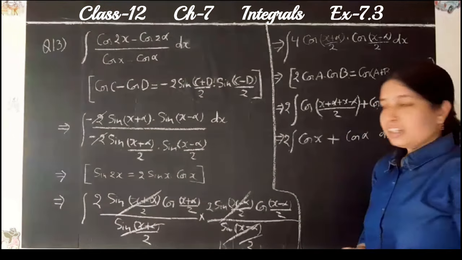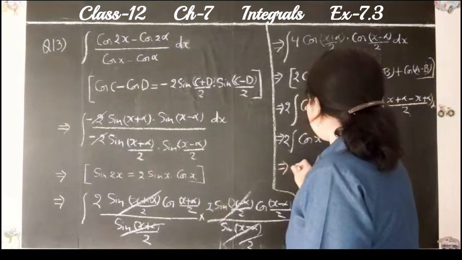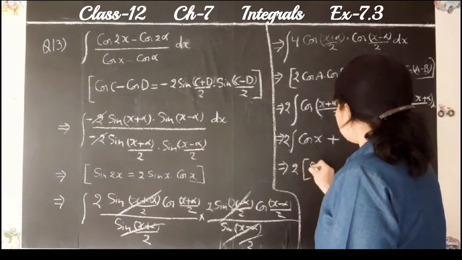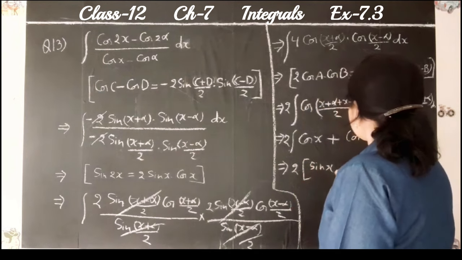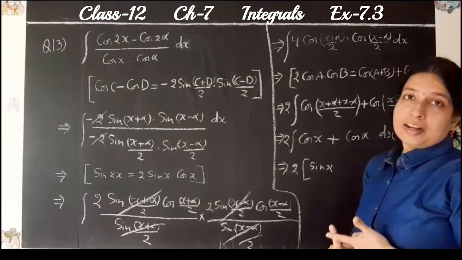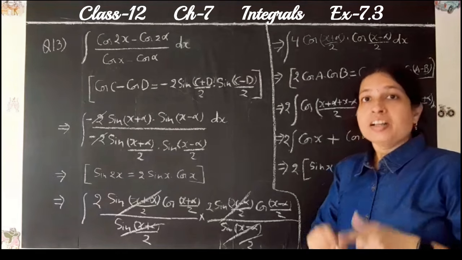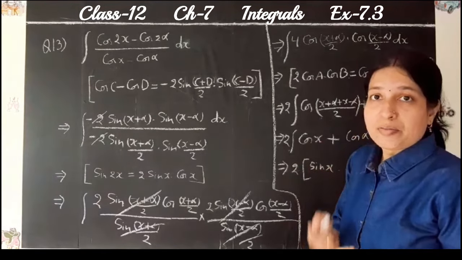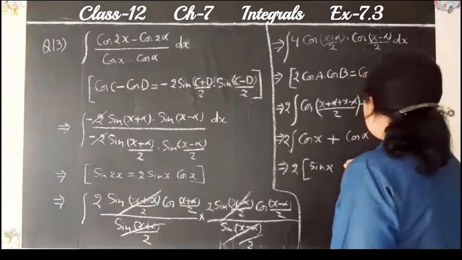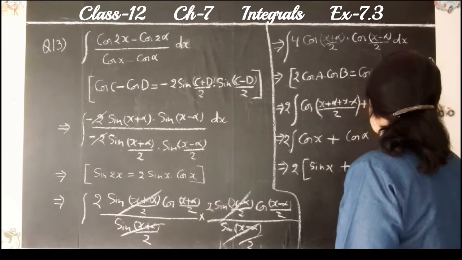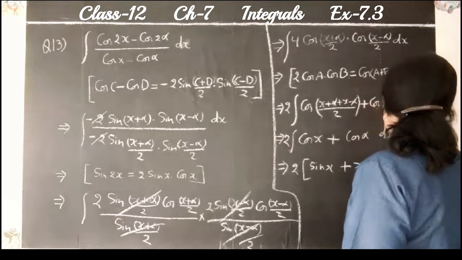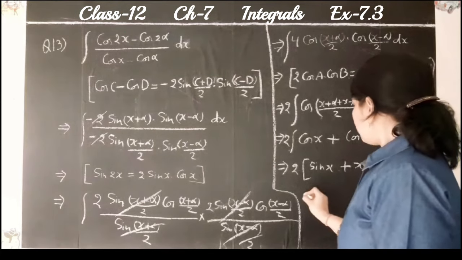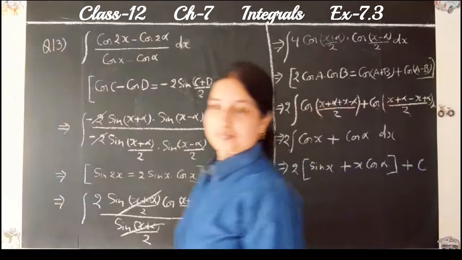Now we can integrate. Yes. So it will be 2 integral of cos x is sin x. So write here sin x. And here it is cos alpha. Cos alpha is a constant. So the integral of a constant, that means of 1, integral of 1 will be x. So it will be x cos alpha and write a constant c. So this is your answer.